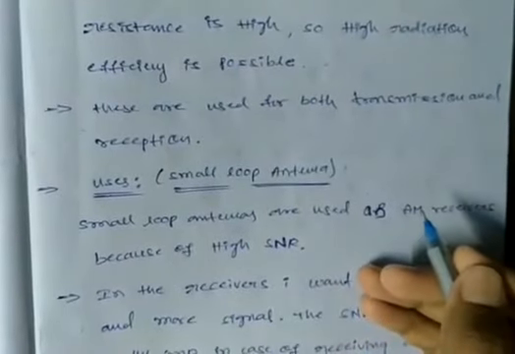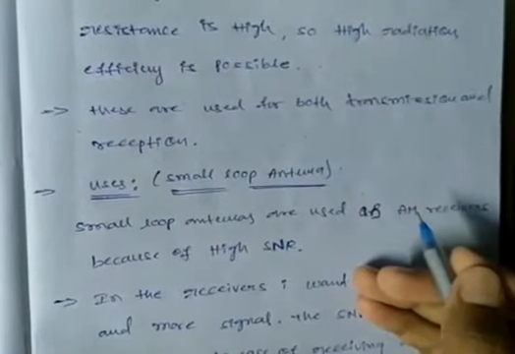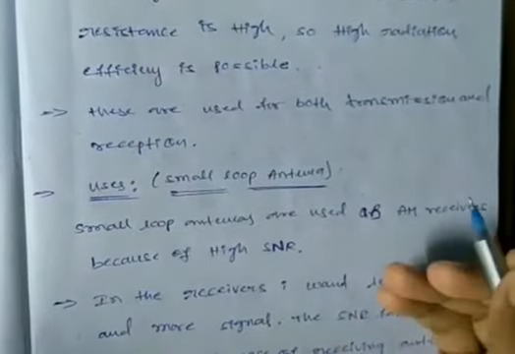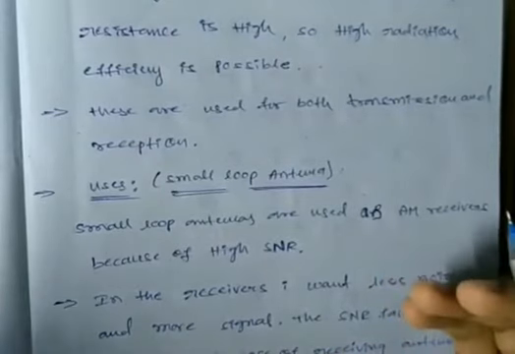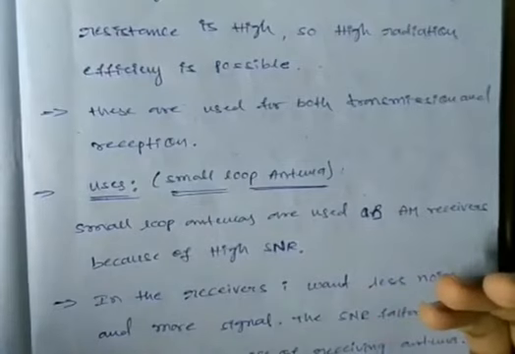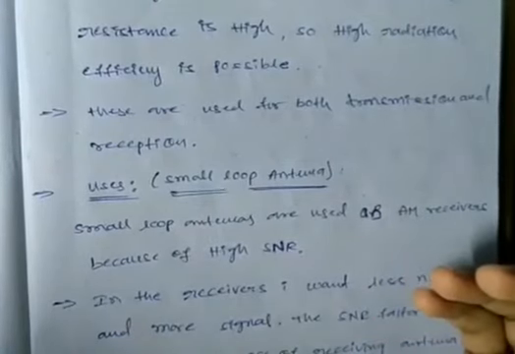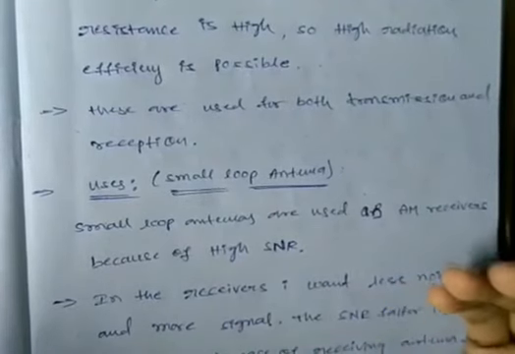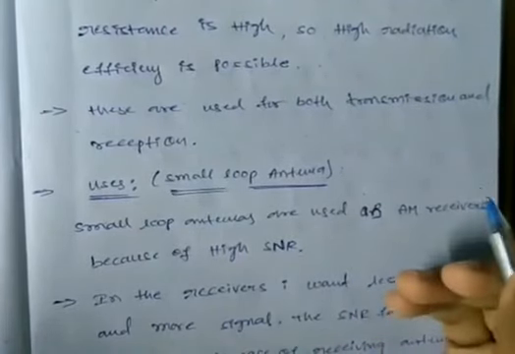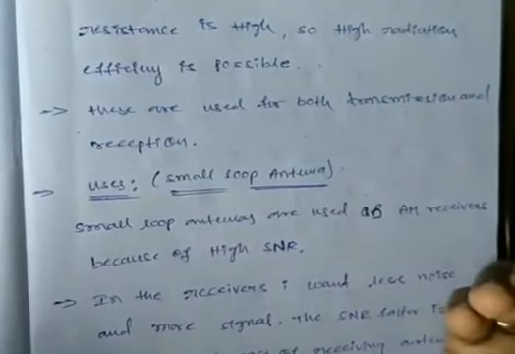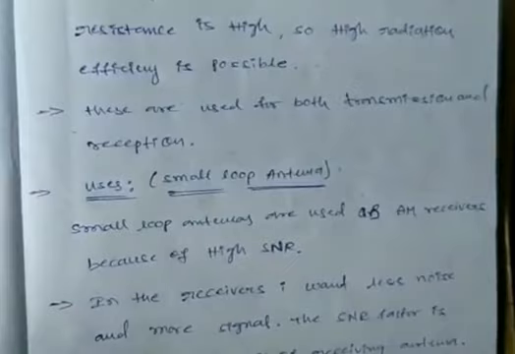And here the small loop antennas are used in AM radio receivers. Why? Because the small loop antennas have a higher signal to noise ratio, that's why we use the small loop antennas in AM receivers. So coming to the receiver purpose, we have less noise and more signal. So that's why the small loop antennas can be easily used in AM receivers, because they have a high signal to noise ratio.